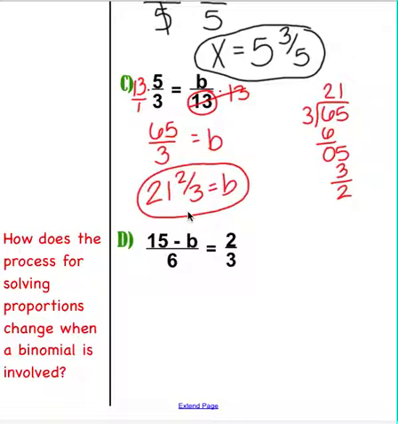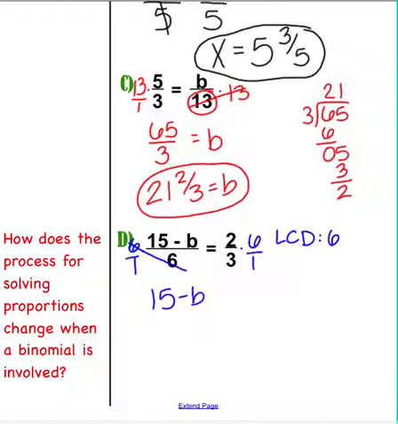Here in this case, I see 6 and 3. I like those numbers. I'm going to find my LCD. So when I go ahead and do that, my LCD is going to be 6. Yes, I could do 18. Let's make our lives easier and go smaller. So I'm going to multiply both sides by 6 over 1. And when I do that, these cancel, leaving me with 15 minus b.